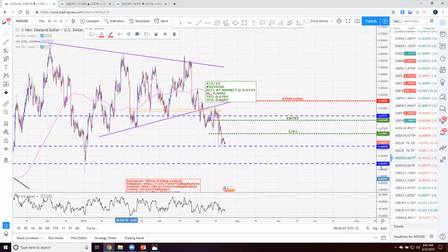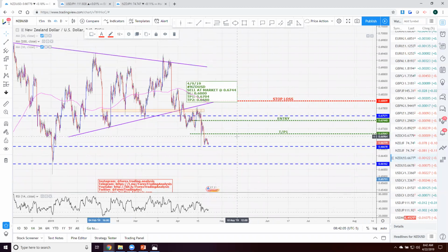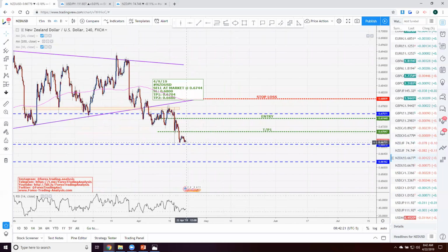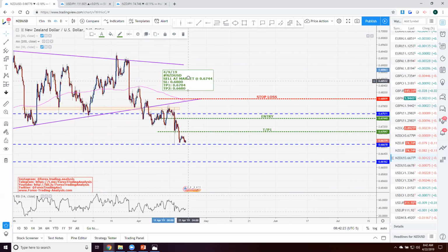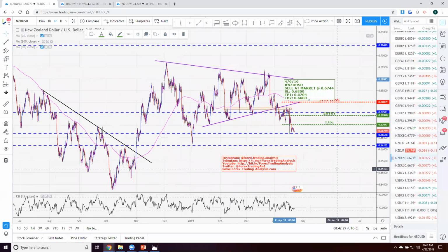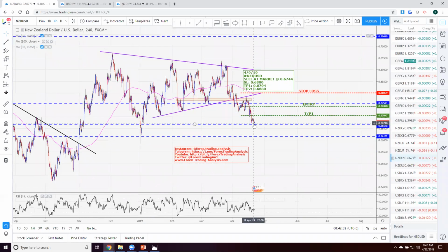Kiwi dollar, this was a trade we had a couple weeks ago as well. Sold up here at 67.44. We hit both take profits, I believe, on this already. We may have gotten out before that second take profit. I think we did. But either way, we hit our second take profit area of 66.80, which is currently sitting at a support area of 66.70.